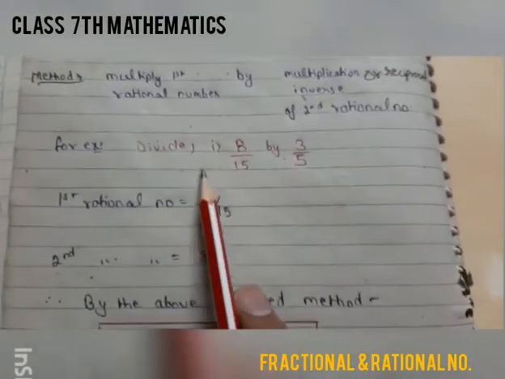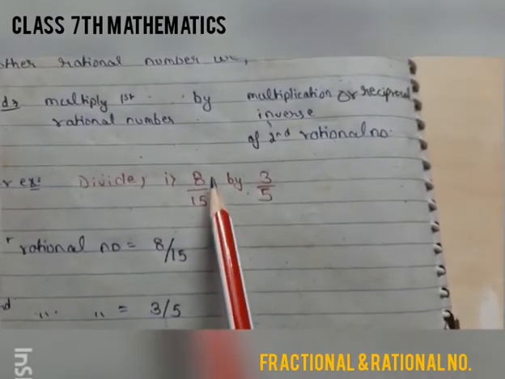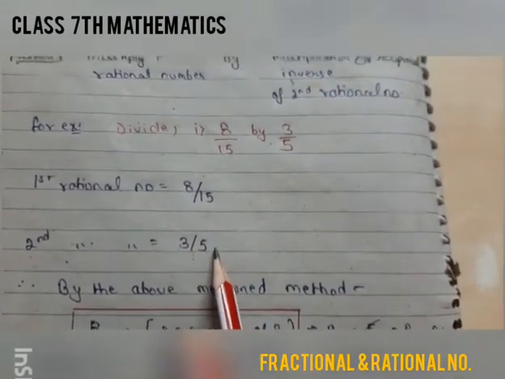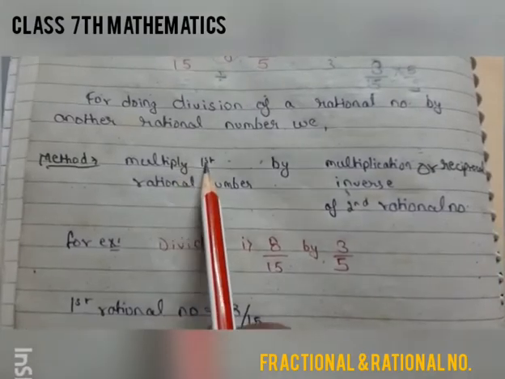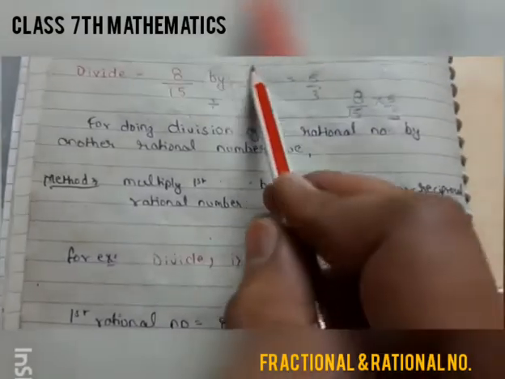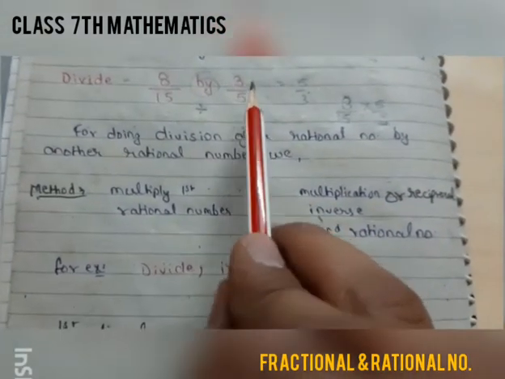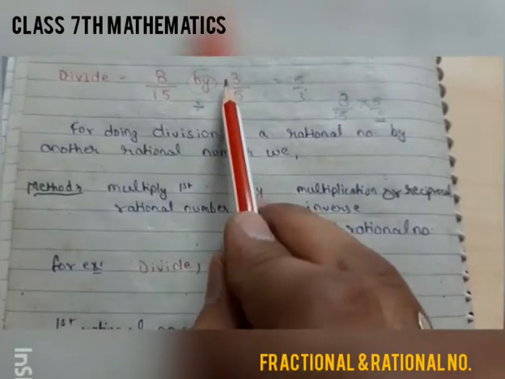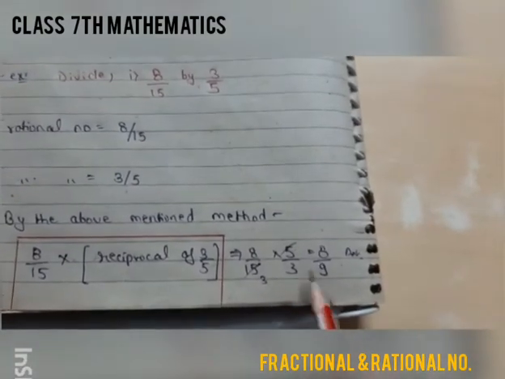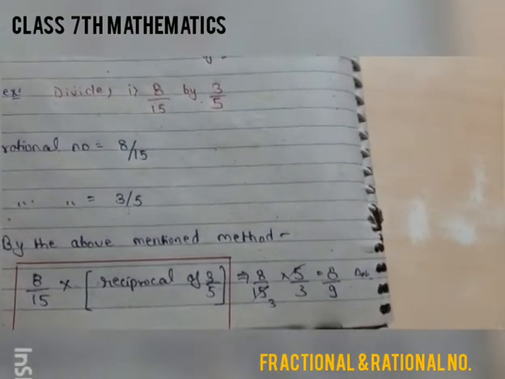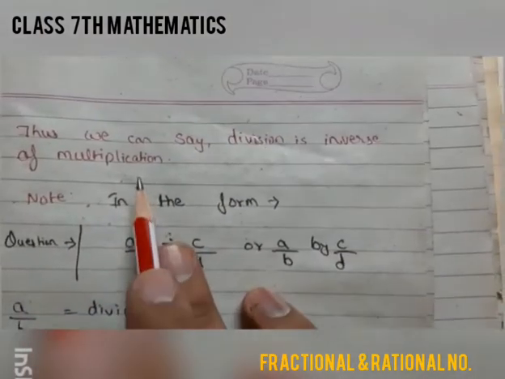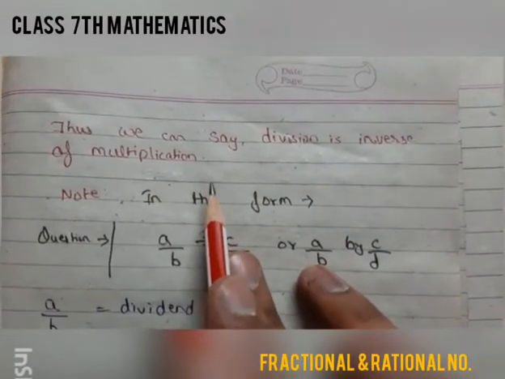So multiply the first rational number by the multiplication inverse of the second rational number, or simply the reciprocal of the second. Like 8 upon 15 divided by 3 upon 5. The first rational number is 8 upon 15 and the second is 3 upon 5. By applying this method, write the first, 8 upon 15, into the reciprocal of the second, which is 5 upon 3. So 8 upon 15 into 5 upon 3, solve it, you will get 8 upon 9. This is your answer. This is how we do division of rational numbers. Hence we can also say that division is the inverse of multiplication.